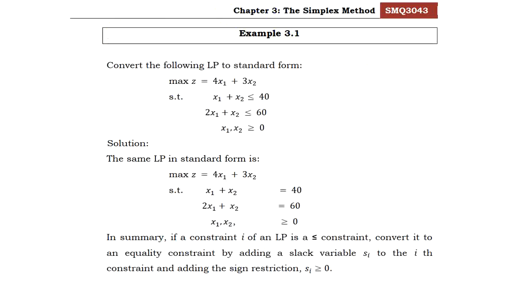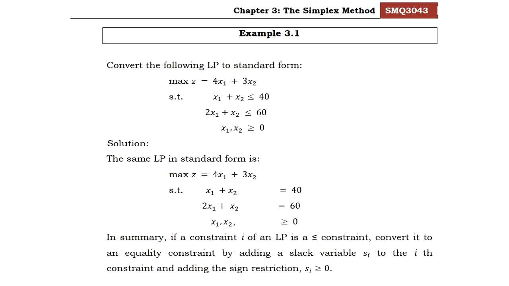Okay, let's look at example 3.1. Convert the following LP to standard form. Maximize z equals to 4x1 plus 3x2 subject to x1 plus x2 less than or equals to 40. Second constraint, 2x1 plus x2 less than or equals to 60. x1 and x2 must be greater or equals to 0.